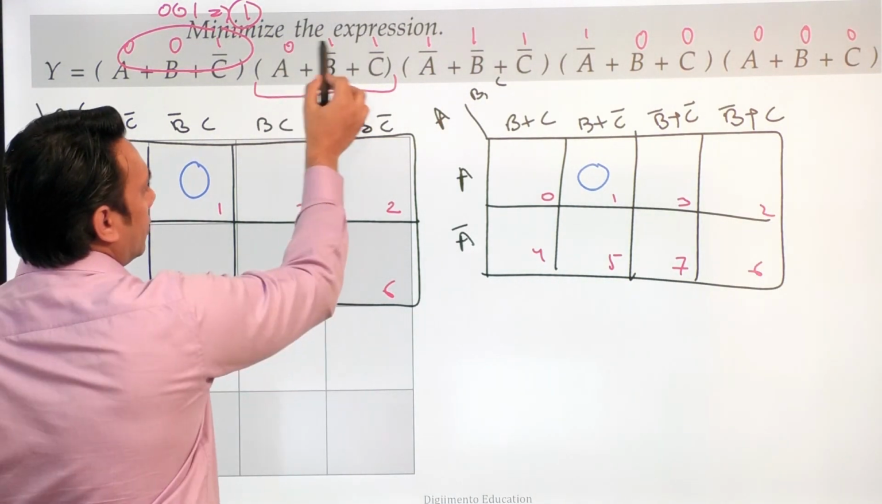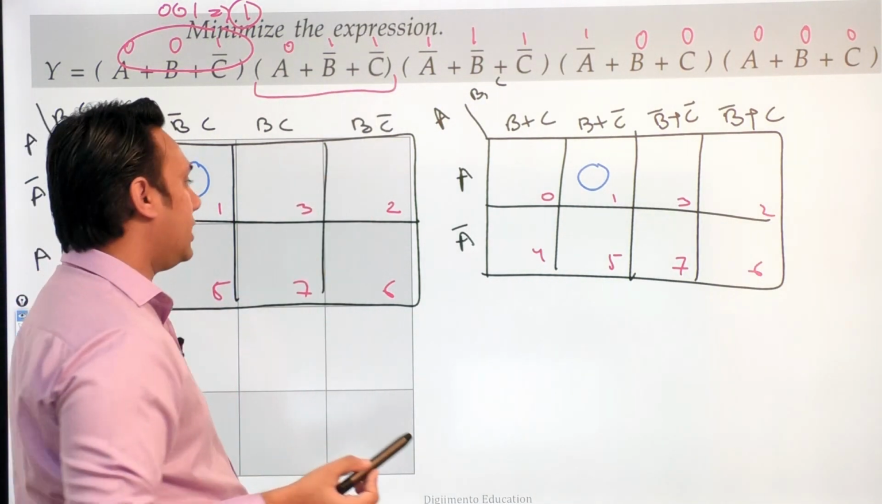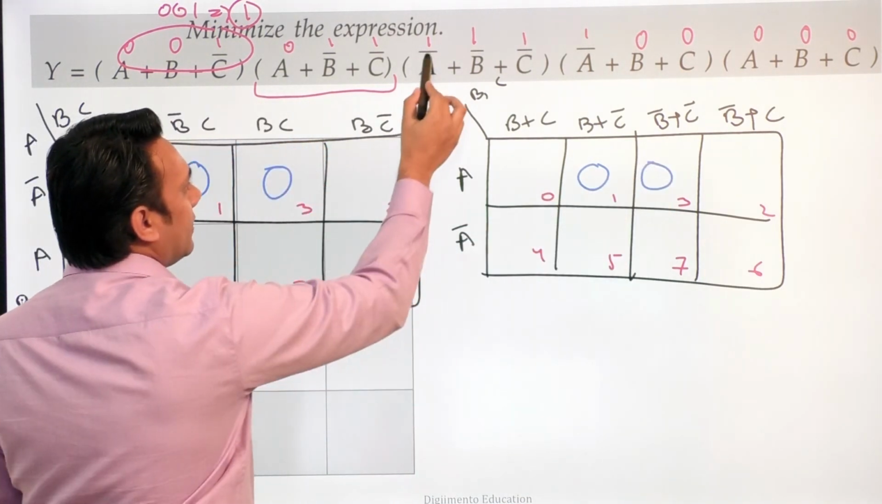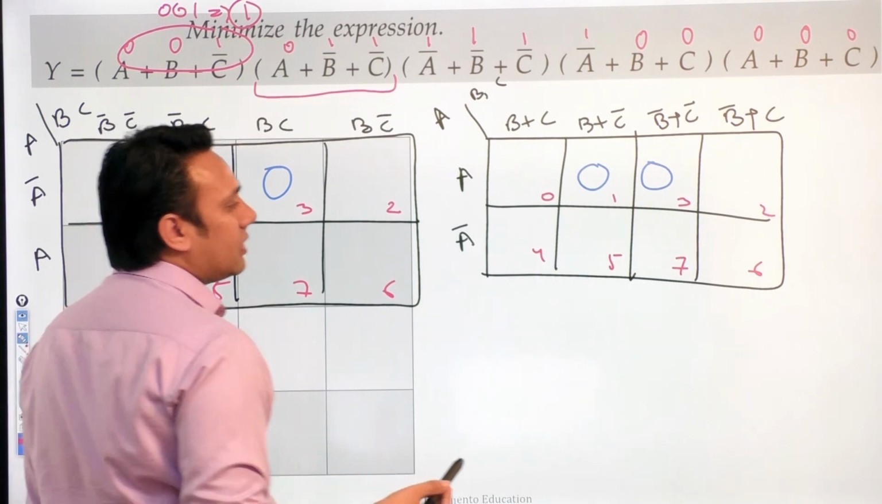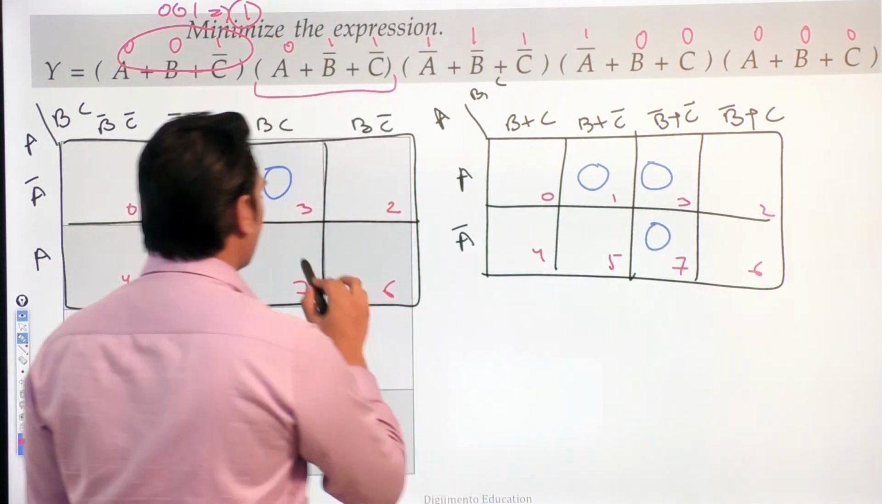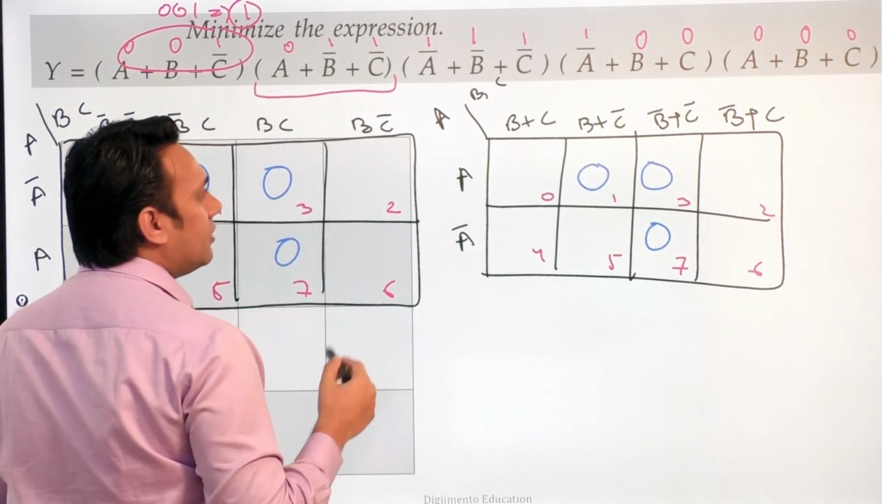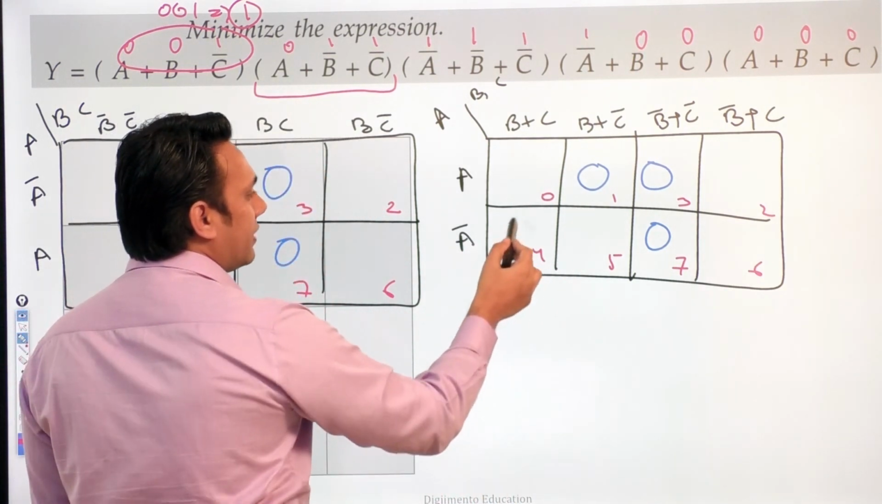If I have 0, 1, 1, 0, 1, 1 means 3. So in the third location we are having a 0 value. If I say 1, 1, 1, that means 7. So here we have a 0. Then we have 1, 0, 0. 1, 0, 0 means 4. So here we have a 0.